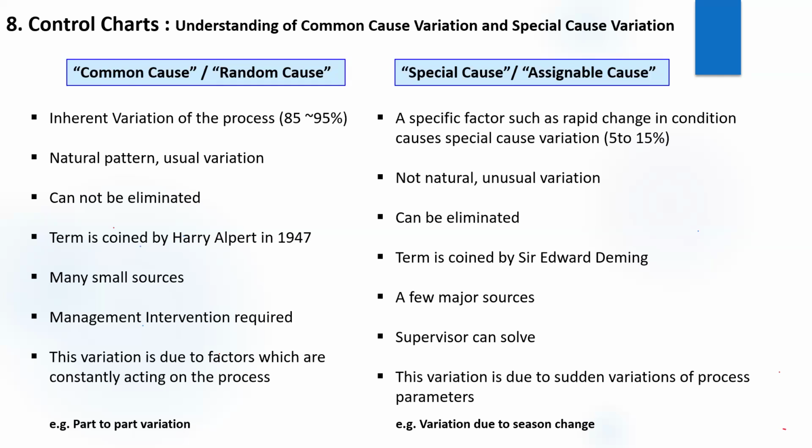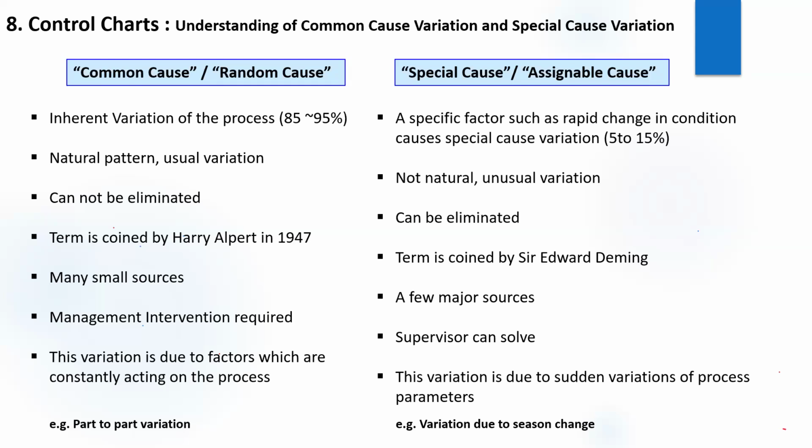Common cause cannot be eliminated. It is the inherent variation. It is the natural variation. So these two concepts are clear, common cause and special cause. Yes, sir, it's clear. Common cause is inherent variation, natural variation. Special cause can be eliminated. It is because of one event that occurred, and this problem the supervisor can solve. Here no management intervention is required.